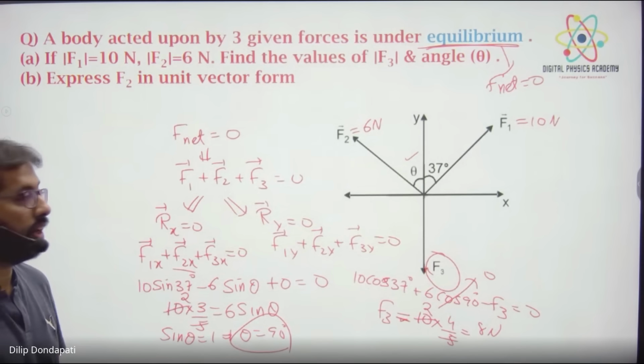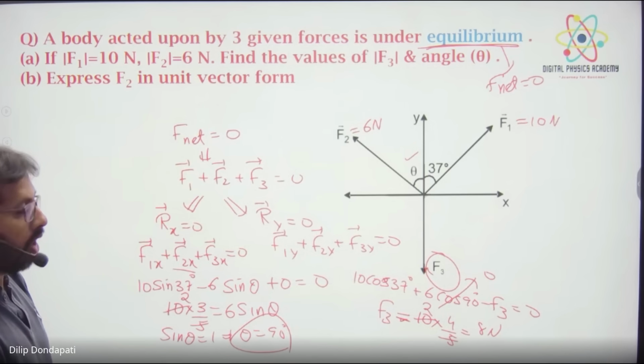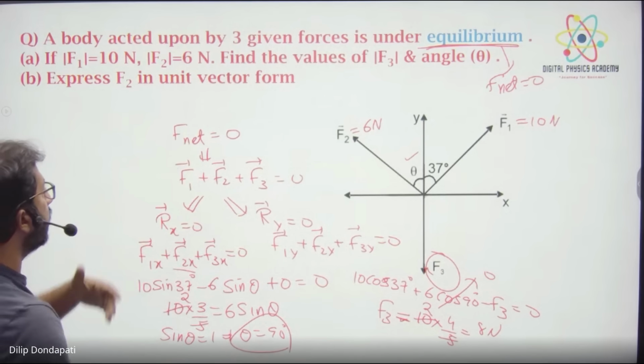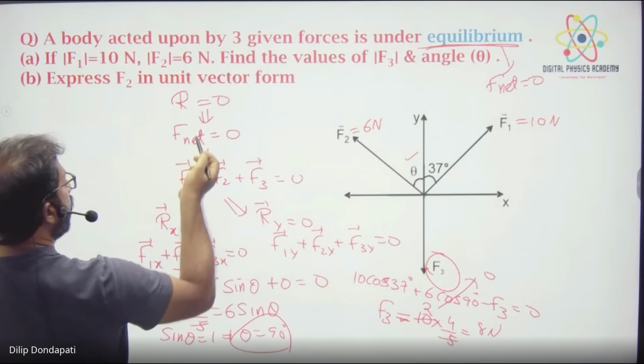We are adding 3 vectors at equilibrium condition, net force is 0. Resultant in x direction is 0, meaning net force is 0. This only is equilibrium.